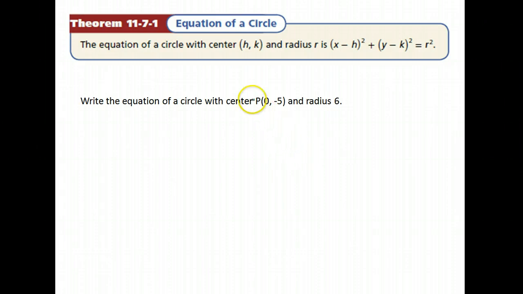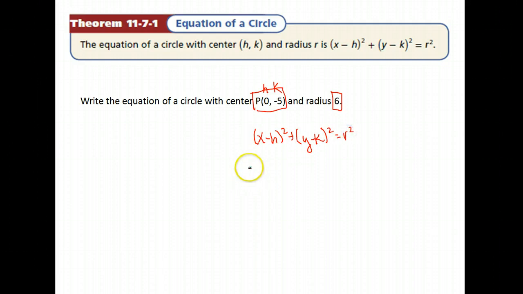Right, here is another. Let's write the equation for a circle with center at (0, -5) and a radius of 6. Again, here's my h and k. Let's plug that into the general form of the equation of a circle. So we have x minus the x from our center, which was 0, squared, plus y minus the y from our center, which was -5, squared, equals our radius of 6 squared.